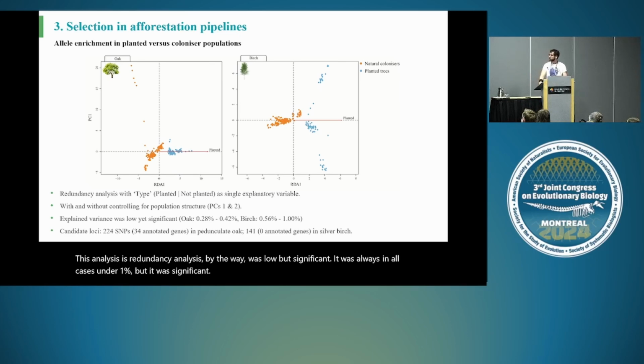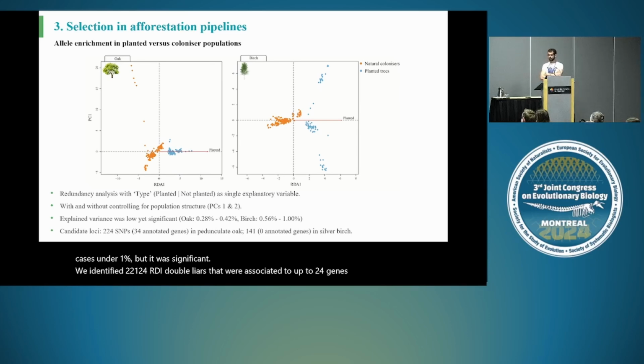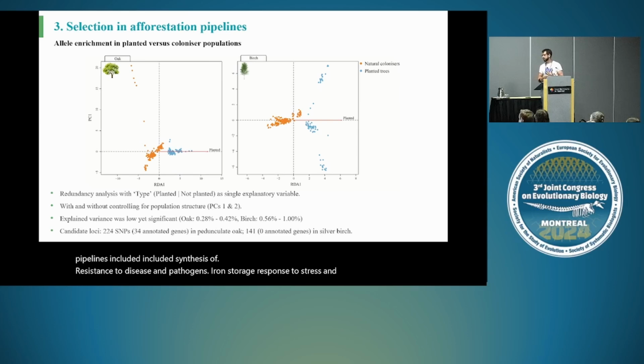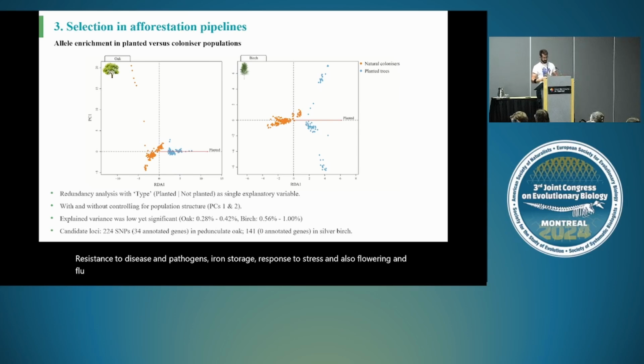We identified 224 RDA outliers that were associated to up to 24 genes of known function in oak. Functions that we identified as candidates for selection along afforestation pipelines included synthesis of carotenoids and waxes, resistance to disease and pathogens, iron storage, response to stress, and also flowering and fruit development. In the case of birch, we identified 141 RDA outliers, but we couldn't find any associated gene of known function.